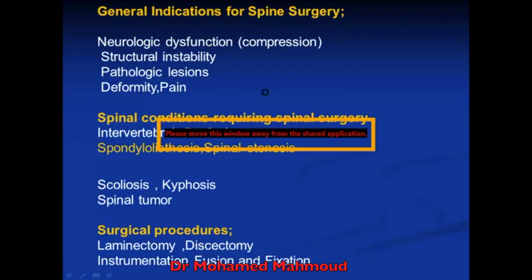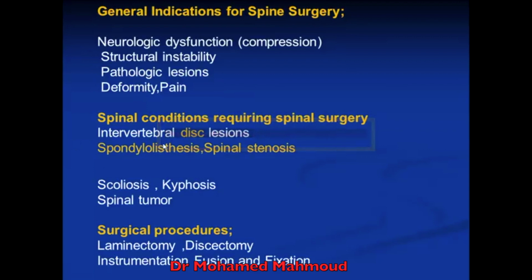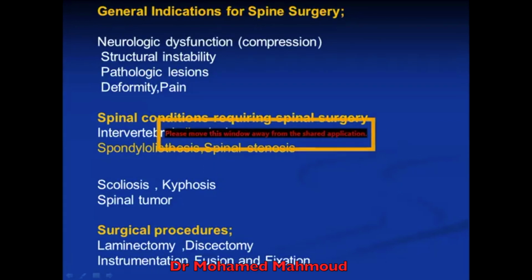Okay. General indication for spine surgery: neurological dysfunction like compression or structural instability, any pathological lesions and deformity and pain. Spinal conditions that require spinal surgery specific to the spine, like intervertebral disc lesions or spondylitis or spinal stenosis. Some deformities like scoliosis or kyphosis or spinal tumor, or some special surgical procedure like laminectomy, discectomy, or fixation.